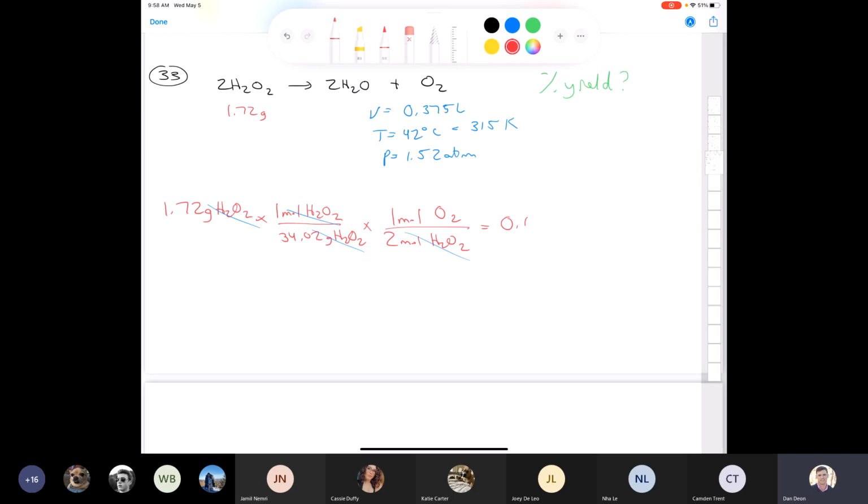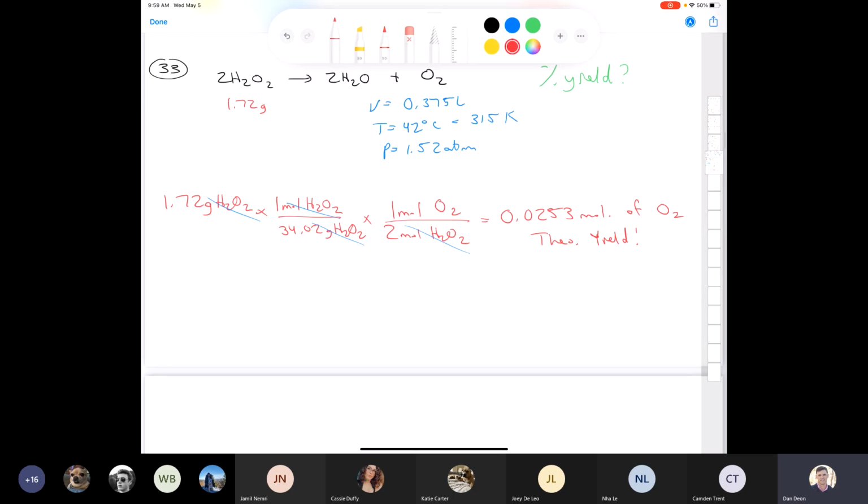This is 0.0253 moles of O2. And remember, this is a theoretical yield. This is the best case scenario, but it's not reality, is it? Now we're going to use our volume, temperature, and pressure, and use PV equals nRT, and solve for n. n is equal to PV divided by RT.